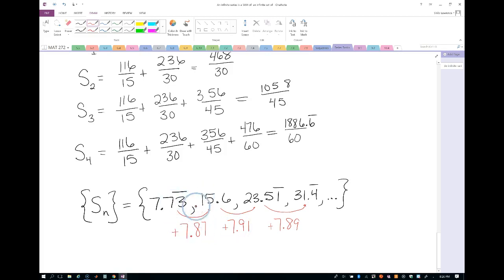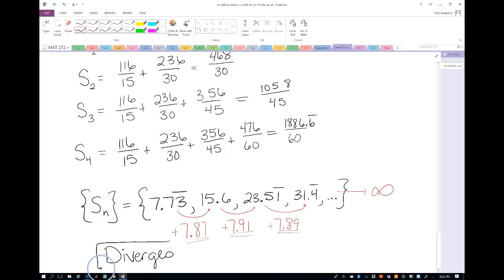So that tells me the pattern I'm going to see here is as I write more and more terms in my sequence of partial sums, I would expect them to get bigger every single time by about 7.9, which means this sequence is never going to settle down and stop at one particular value. It's just going off to infinity. So this sum diverges.